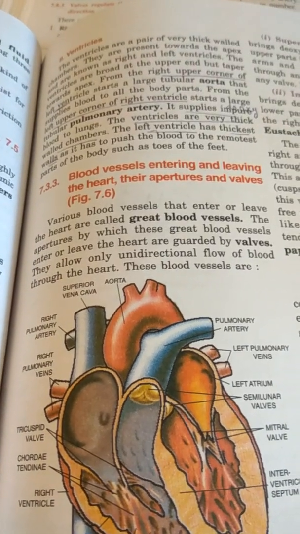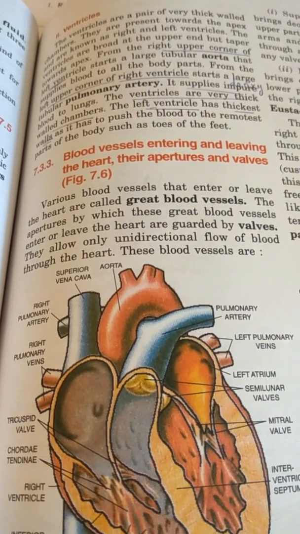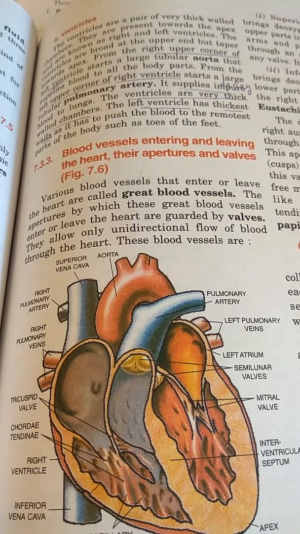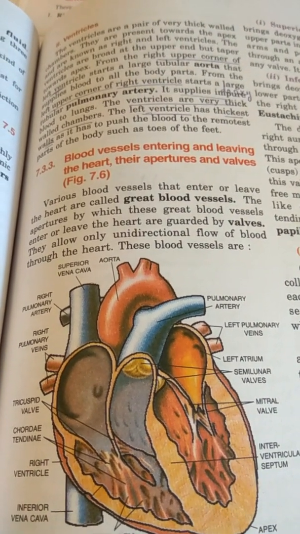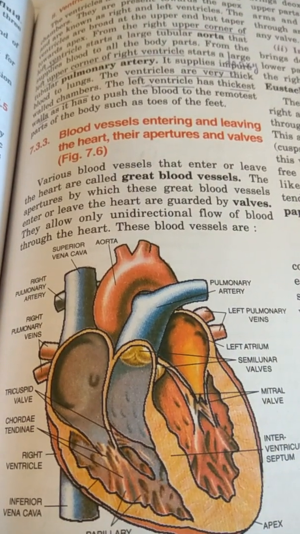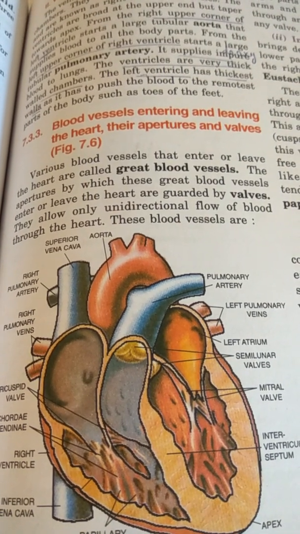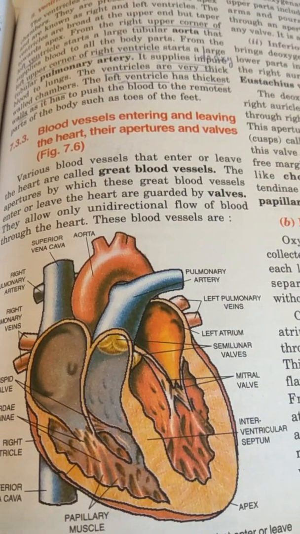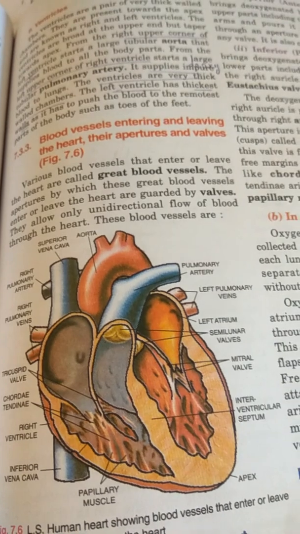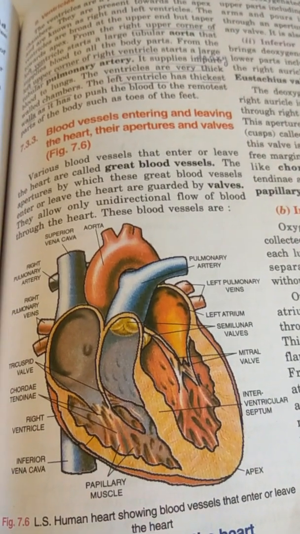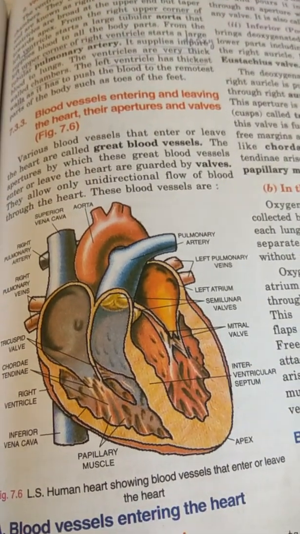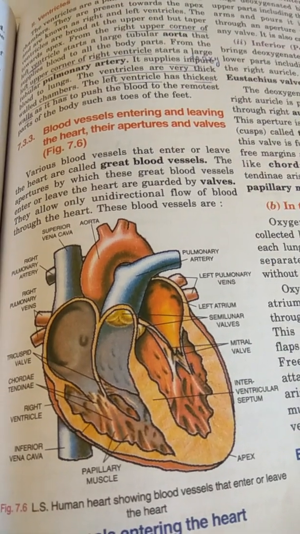There are various blood vessels that enter or leave the heart, and they are called great blood vessels. Some of the blood vessels enter the heart. Some of the blood vessels carry blood from the heart and move out of the heart. The apertures, that is the openings by which these great blood vessels enter or leave the heart, are guarded by flap-like structures called valves. The function of valves is that they allow the blood to flow in one direction. They prevent the backflow of the blood. This is the main concept of valves.